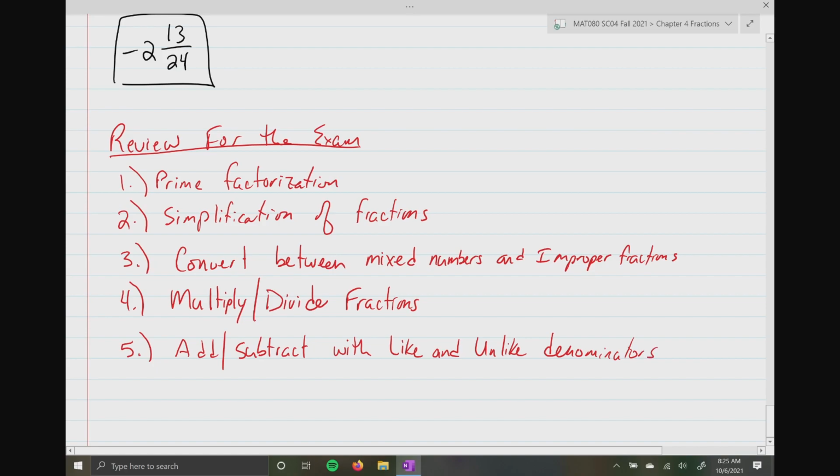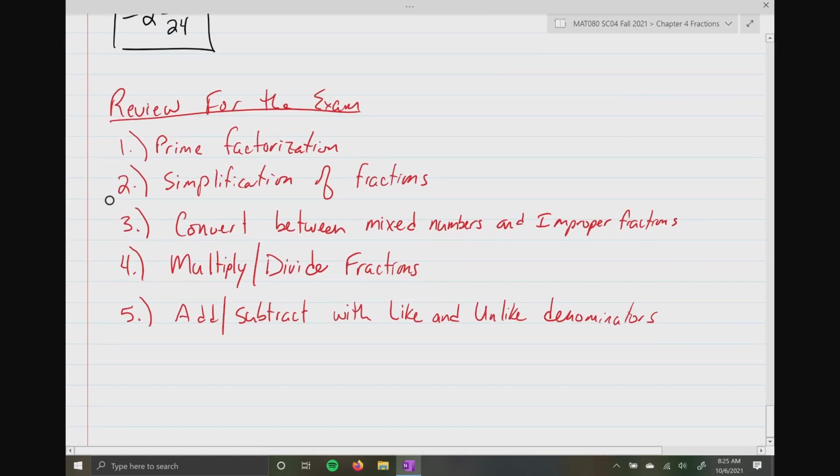And then the 5th thing would be add and subtract with like and unlike denominators. That's it. Now, when I say add and subtract fractions or multiply and divide, that includes proper, improper, and mixed fractions. When I say fractions, I mean all of them. So, 5 things. I don't think that's too bad, right? What do you think?